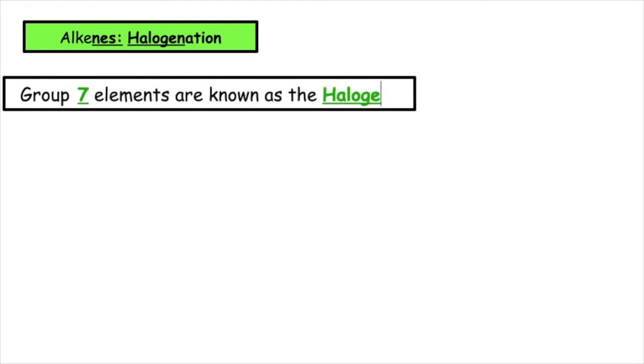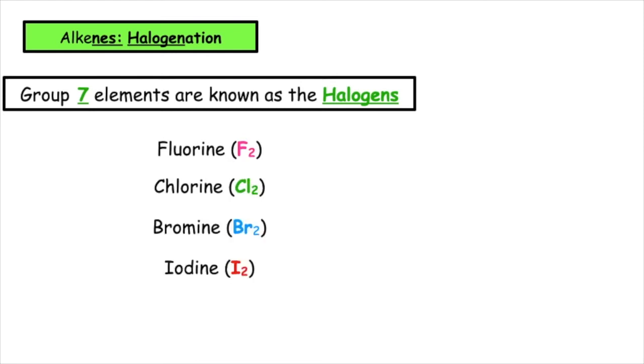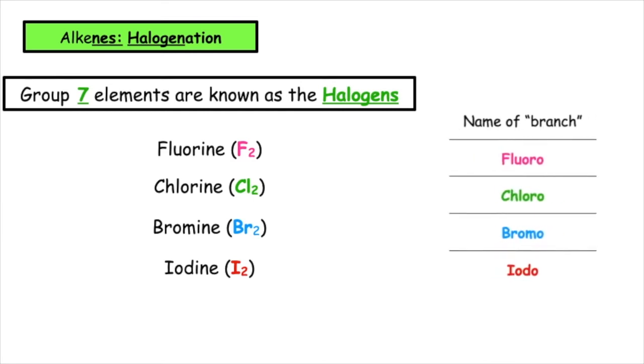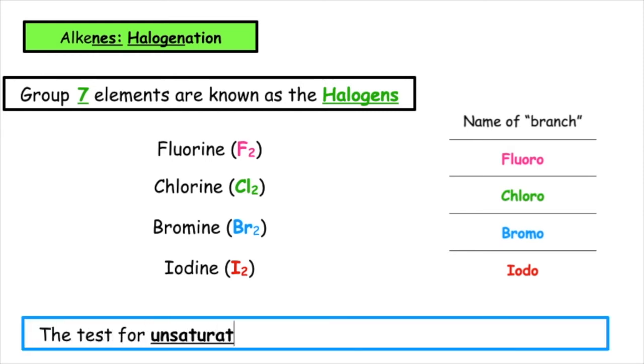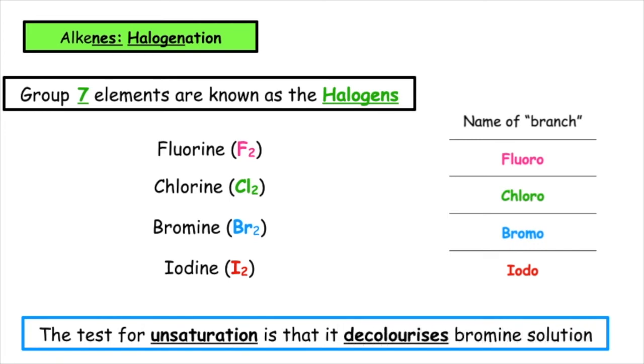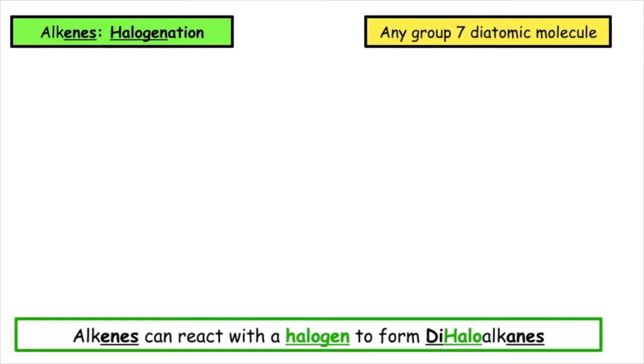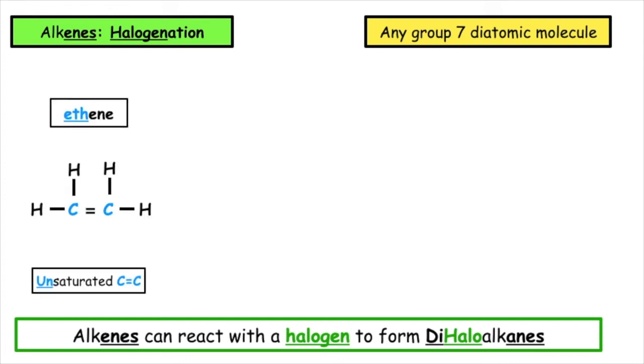Alkenes can undergo a second type of addition reaction known as halogenation. Group 7 elements are known as the halogens. We have fluorine, chlorine, bromine and iodine, and these are all diatomic molecules. If we were to add these on to an alkene, the name of the branch would be known as fluoro, chloro, bromo, or iodo. We need to know that the test for unsaturation is that it decolorizes bromine solution. Alkenes can react with a halogen to form dihaloalkanes.